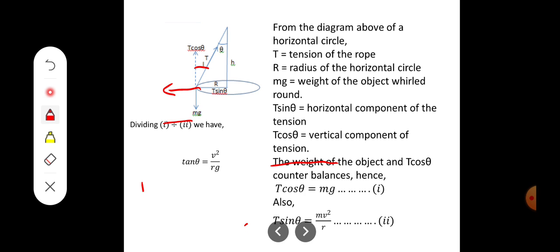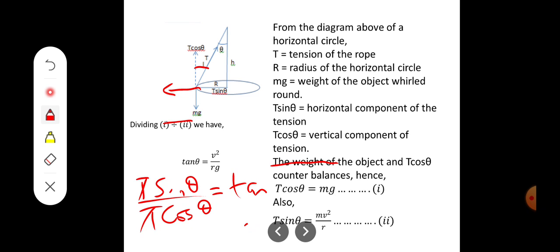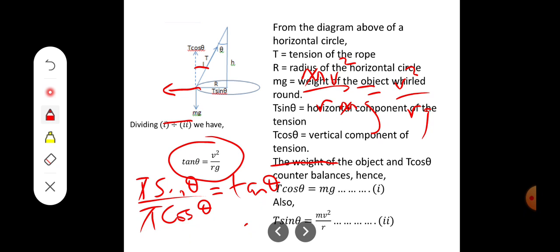You're going to have t sine theta, the left hand side now, all over t cos theta. I'm dealing with the left hand side. T cancels t. So sine theta divided by cos theta is going to give us what? Tan theta. Okay, so the left hand side is tan theta. Now the right hand side will be mv squared over r divided by mg. Okay, that means let me just put mg as a denominator here. So you see that m will cancel m. What are we left with? We are left with v squared all over rg, which is exactly what we have here.